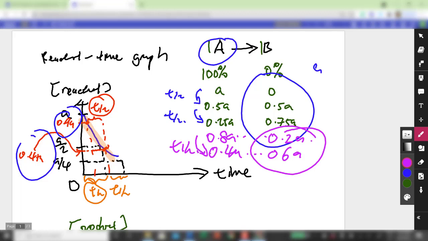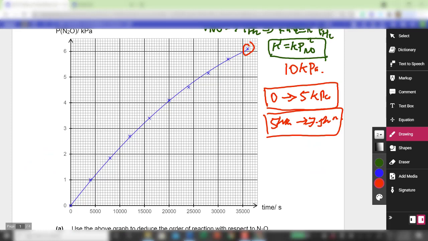Now, do you notice this? It's a bit different, right? It's quite different from what we originally imagined. We're not going from 0.2 to 0.4. Instead, we're going from 0.2A to 0.6A, meaning 20% to 60%. The reason being, we have to correspond it to the reactant and not the product itself, because the product itself doesn't make sense.